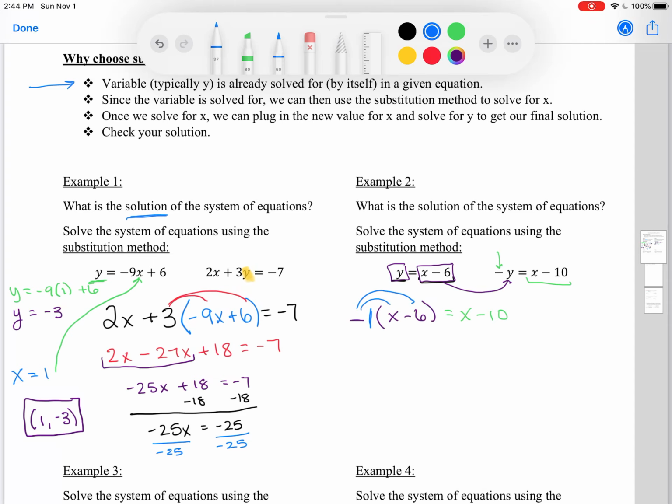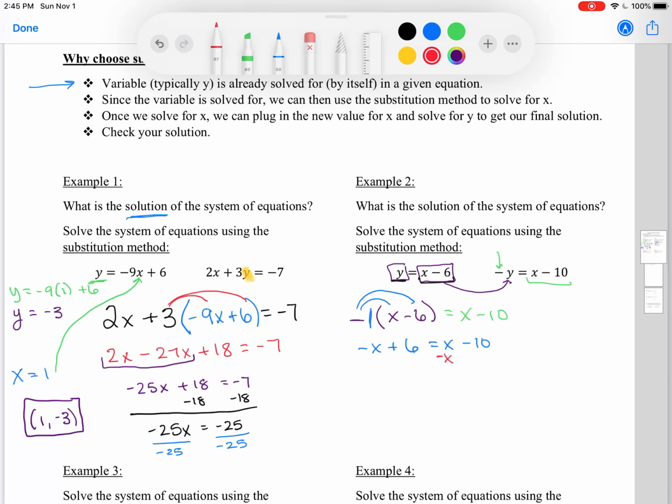And now we revert back to our order of operations, our PEMDAS. Well, remember, we have to distribute. This is technically a -1, so we have to distribute a -1 to both values inside those parentheses. So that gives me -x, or -1x, plus 6, and it still equals x minus 10.